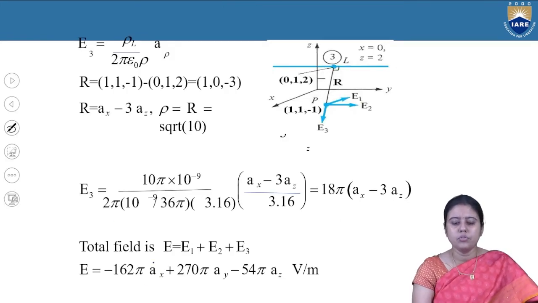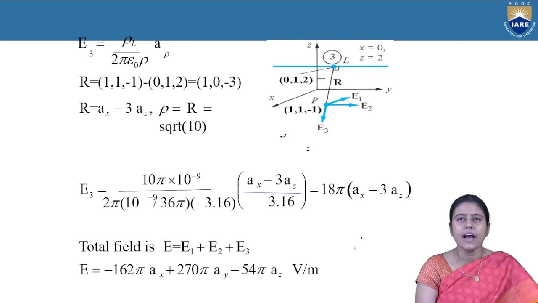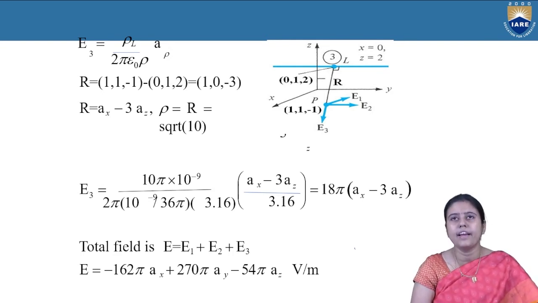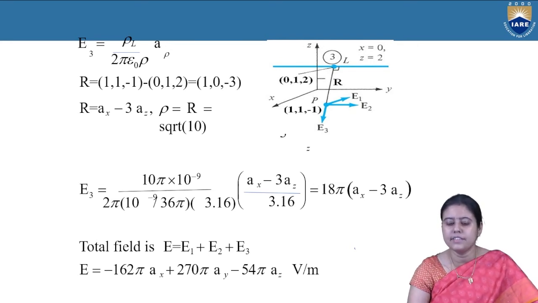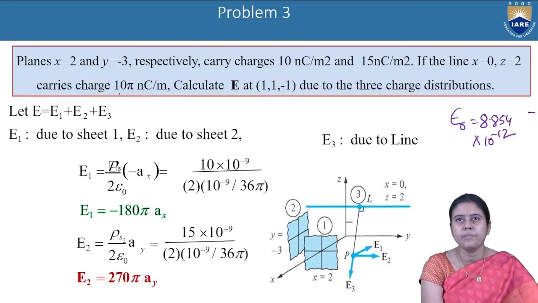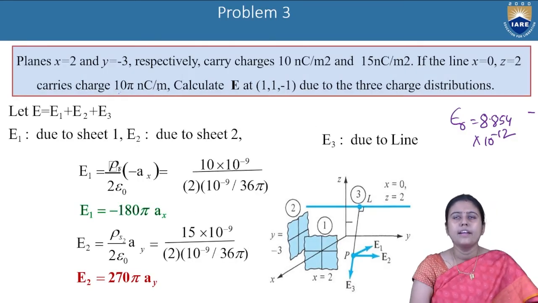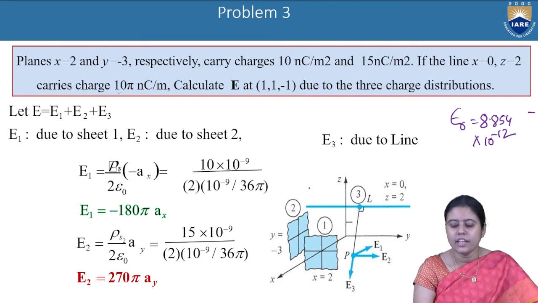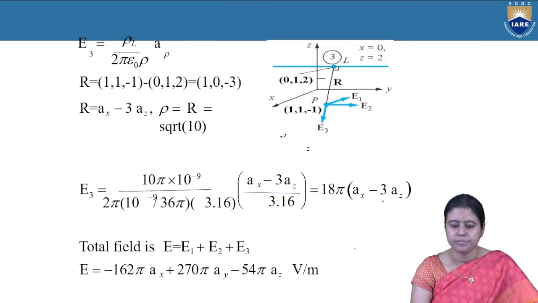Now, we are coming to the third section. It is for the line. So, we have to take the line charge density. And what is the line charge density given in this problem? The line charge density is 10 pi nanocoulomb per meter. What is the meaning of line charge? Line charge is nothing but the charge per unit length.